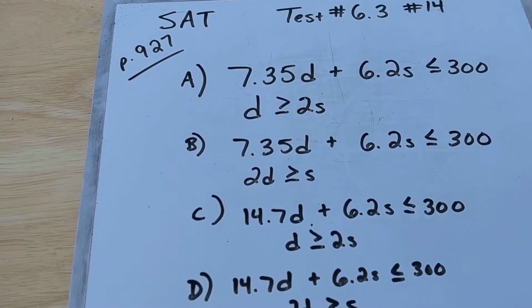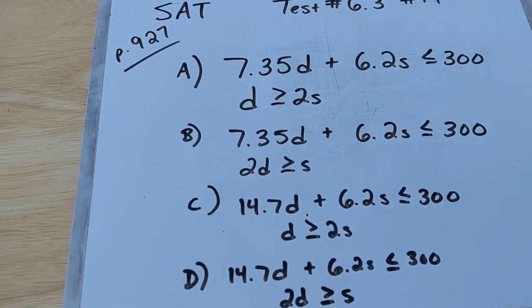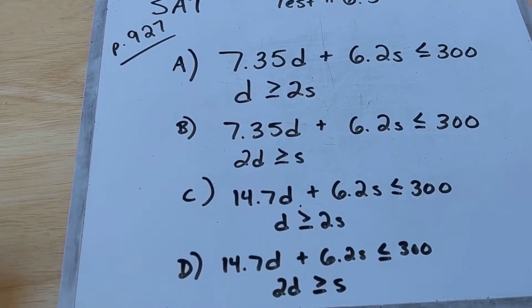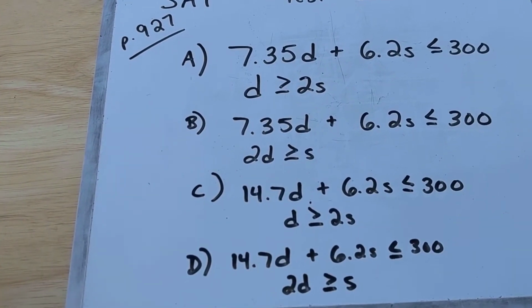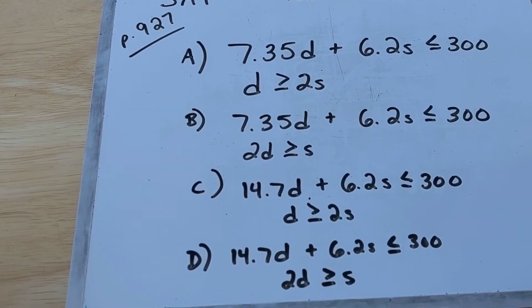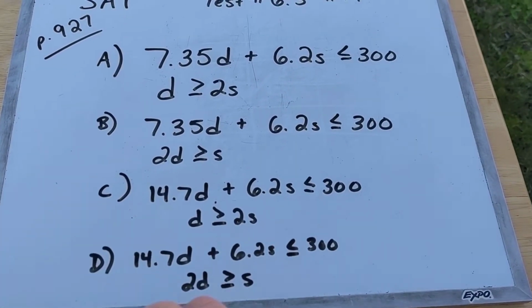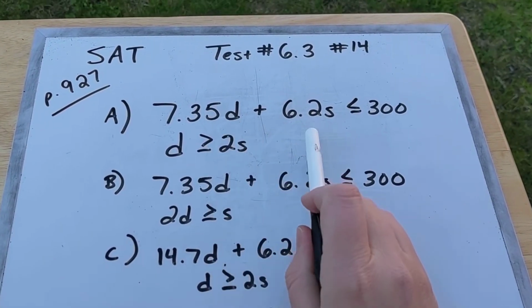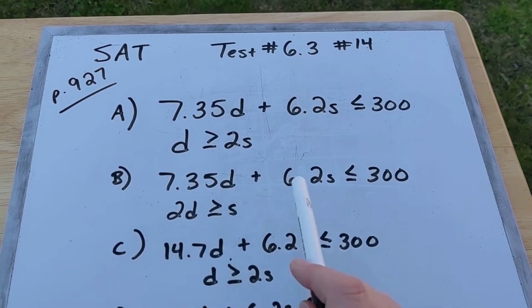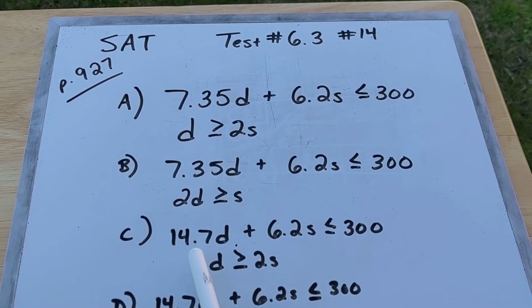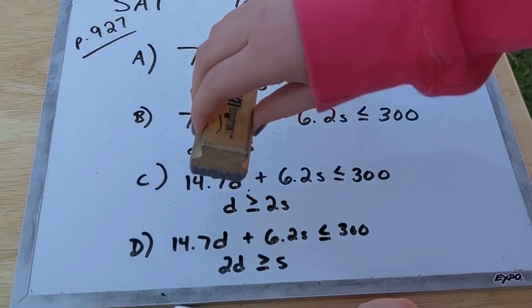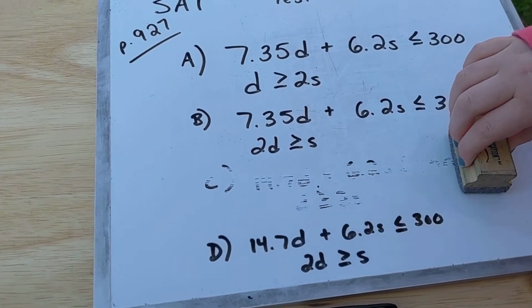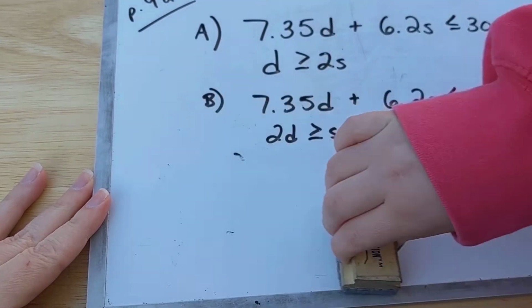Each container of detergent weighs 7.35 pounds. All right, so 7.35 goes with our D. And each container of fabric softener weighs 6.2 pounds. So 6.2 goes with our S. All right, let's check this out, Han. We have 7.35D and 6.2S. This is a good one. Same thing here. These are not good. They somehow double the amount. That's not going to make sense in the problem. Can you erase C and D? And we'll eliminate those. And let's keep reading as she eliminates.